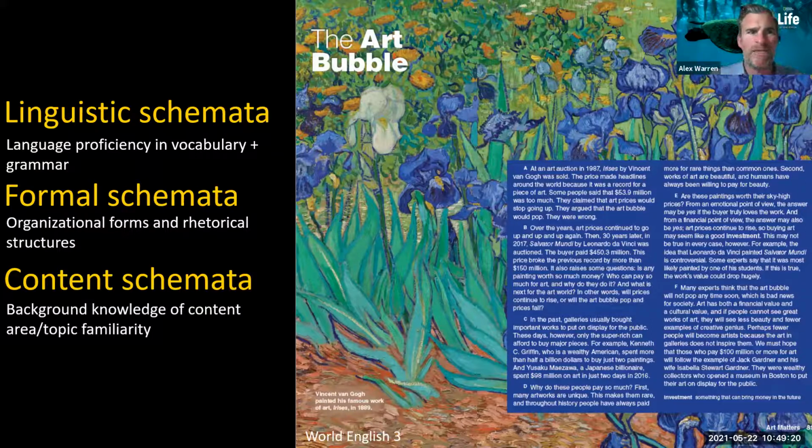Activating that existing background knowledge of the content area, of the topic familiarity. What do we know about art? What do we know about Van Gogh in this respect? And I think that's what we do most of all, but we maybe don't focus so much on the linguistic or the formal schemata. So how can we do that in practice?